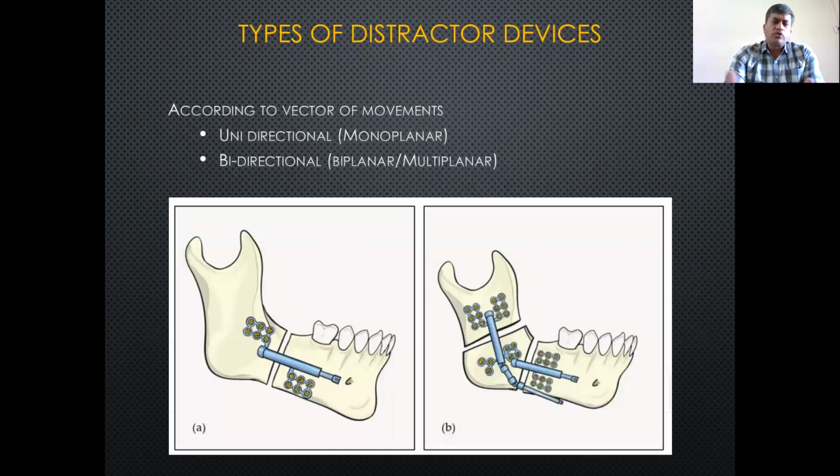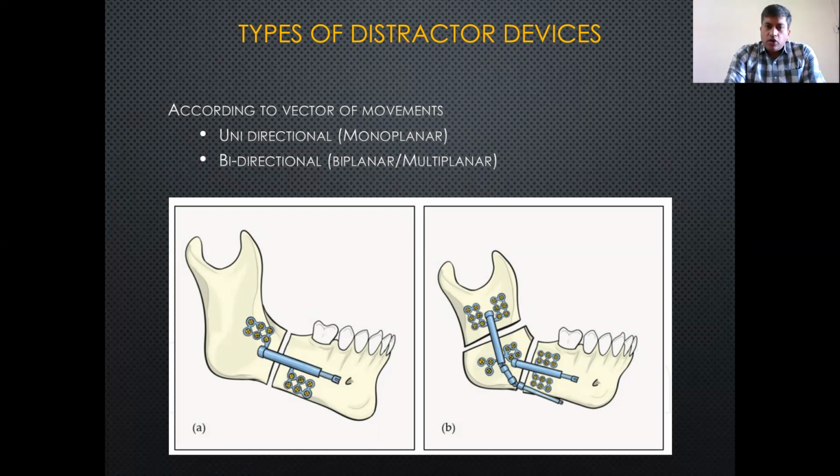Now, there are different types of distractor devices which are available in the market, and they can be classified in different ways. One of the most common classifications is according to the vector of movement. In this classification, the distractor devices can be classified as unilateral or unidirectional or monoplanar distractors. As the name suggests, these are the devices which allow the distraction to occur in only one vector. So it can be supero-inferior, antero-posterior, or transverse.